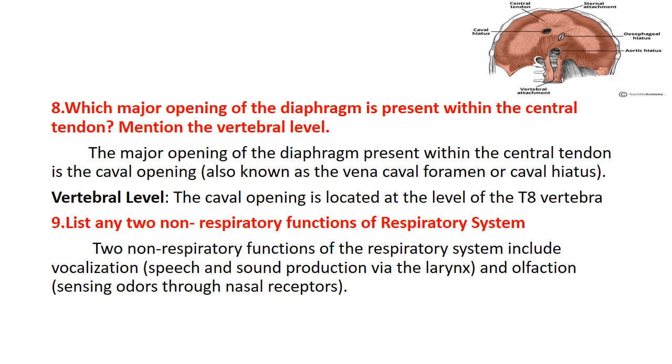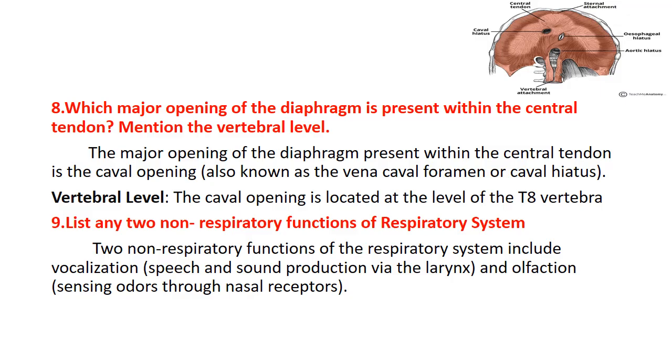Which major opening of the diaphragm is present within the central tendon? Mention the vertebral level. The major opening of the diaphragm present within the central tendon is the caval opening. It is also called the vena caval foramen or caval hiatus. And the vertebral level: the caval opening is located at the level of the T8 vertebra.